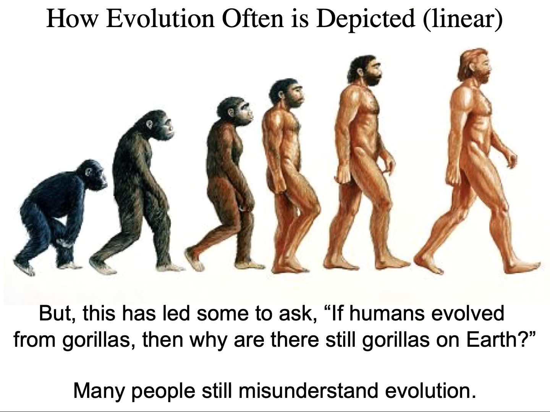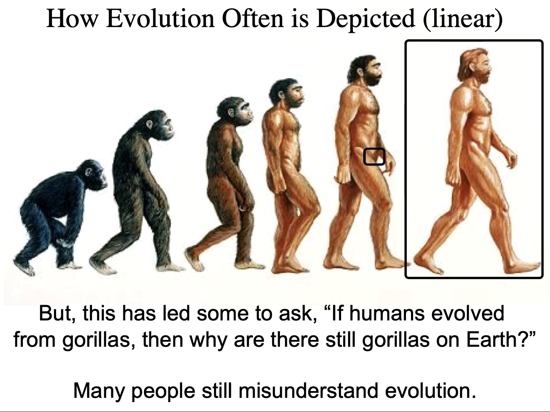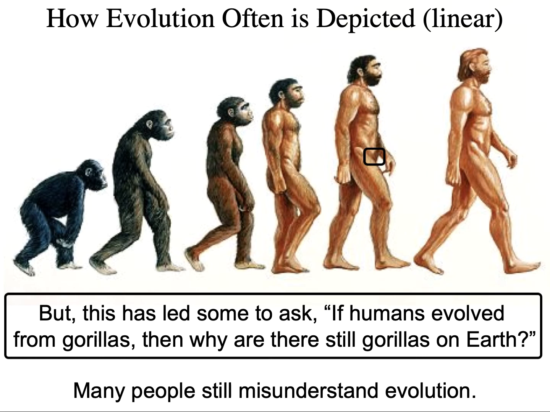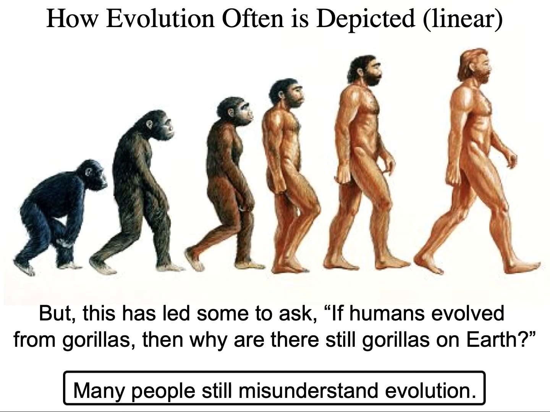In many depictions of evolution, especially evolution of humans, you see this kind of diagram where the chimpanzee is on the left side and the modern humans are on the right side. But this has led to some confusion. Some people have asked, if humans evolved from gorillas, then why are there still gorillas on Earth? It indicates that many people, while they think they have an idea of what evolution is, have a total misunderstanding and misconception about evolution.